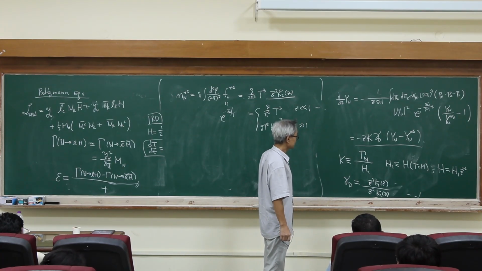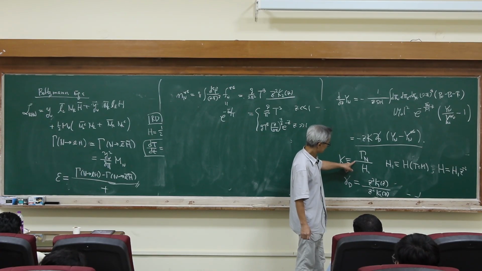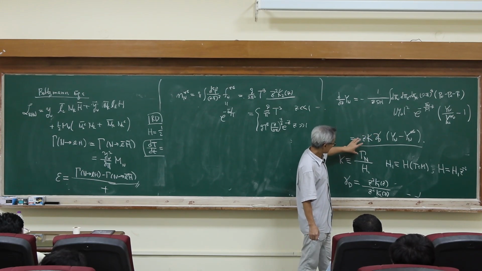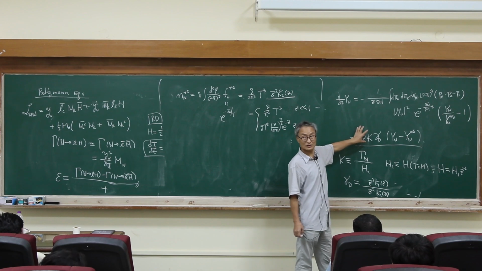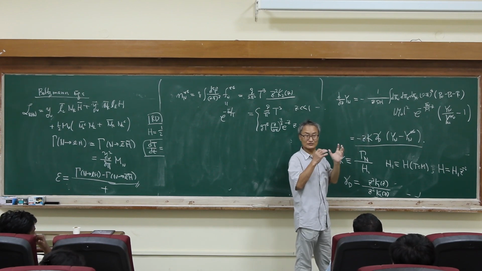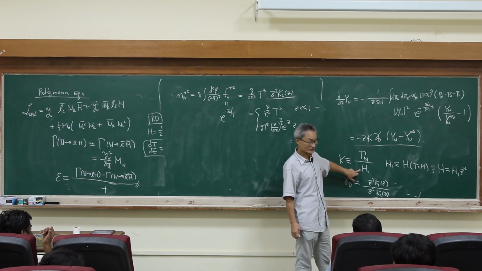So now, if you look at this quantity, if it is large, then everything can be in equilibrium. So here you can see why we compared the decay rate divided by the Hubble parameter.